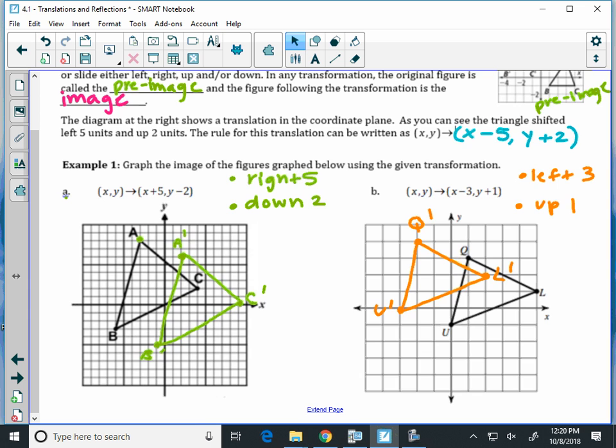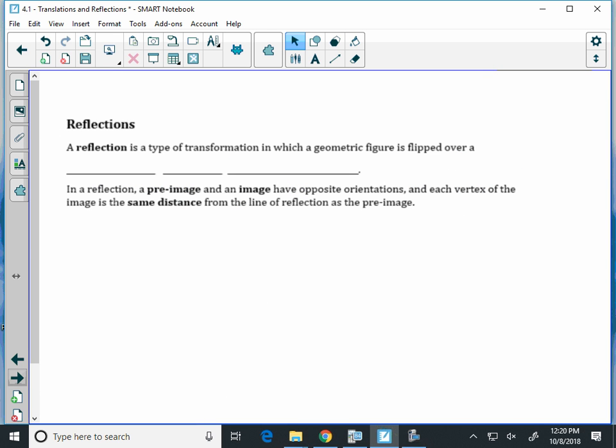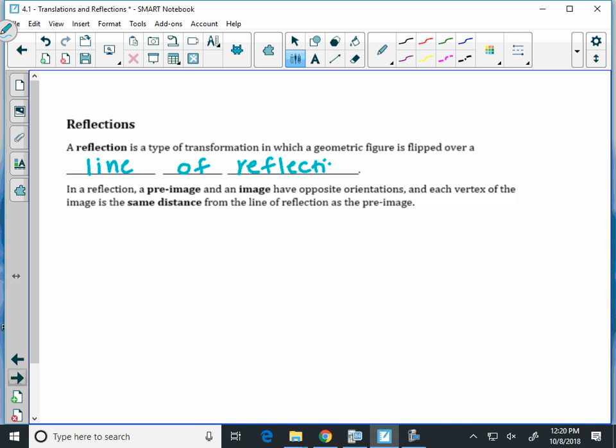Okay. Flip it over. We're going to talk about reflections. A reflection is a type of transformation in which a geometric figure is flipped over a line of reflection. So whatever you're flipping your figure over, that's called a line of reflection. And you're always flipping it over a line or an axis.